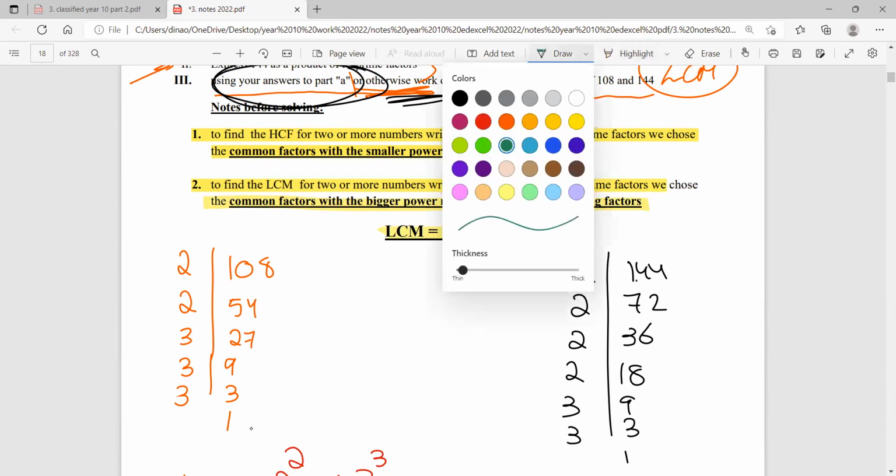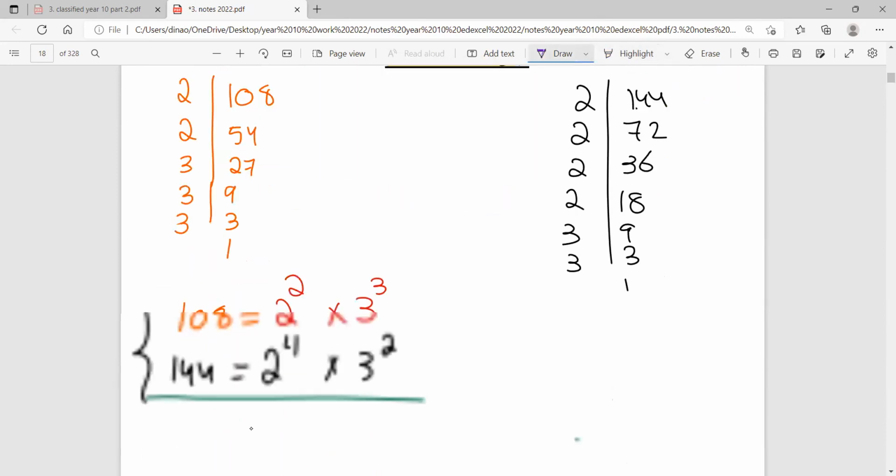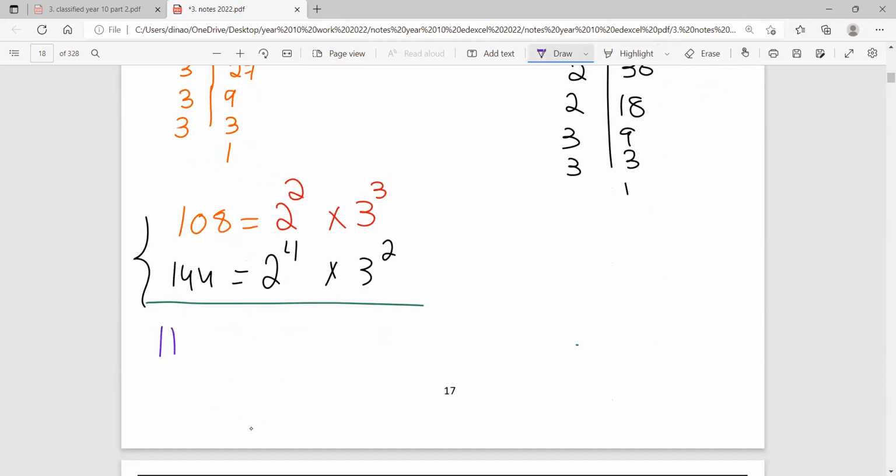Listen to my sentence carefully. To find the HCF, if two numbers are already factorized in this form, first you look for the common ones, a factor repeated up and down. As you can see over here, the twos are repeated. The two with the smaller power is the HCF.